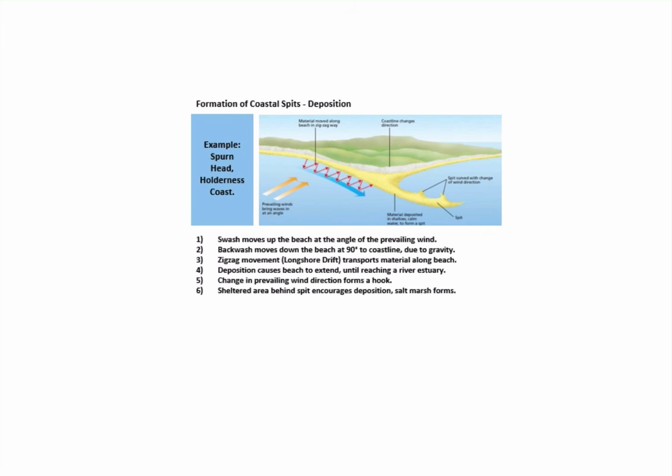Prevailing wind and the current from the river are going to start to curve the end of that spit, which is going to create a nice sheltered area behind it. So I'm going to get lots of deposition and a salt marsh forming. My case study of a spit is going to be Spurn Head on the Holderness coast.